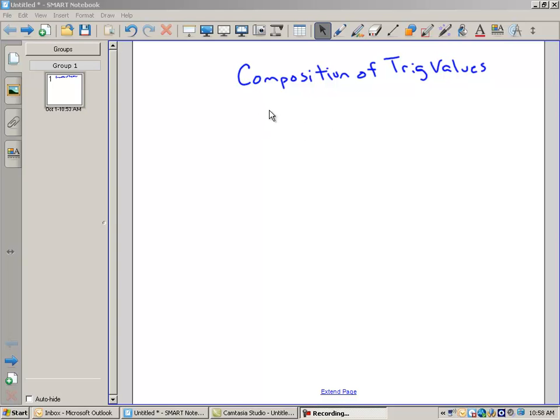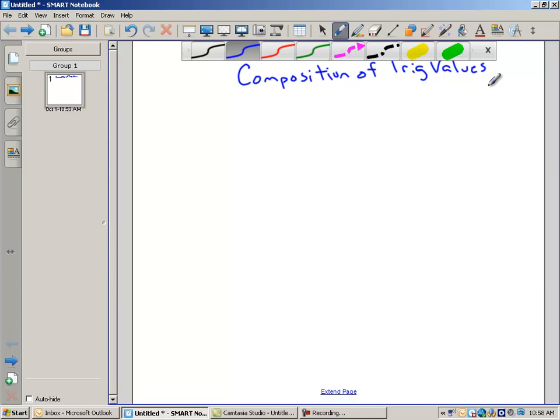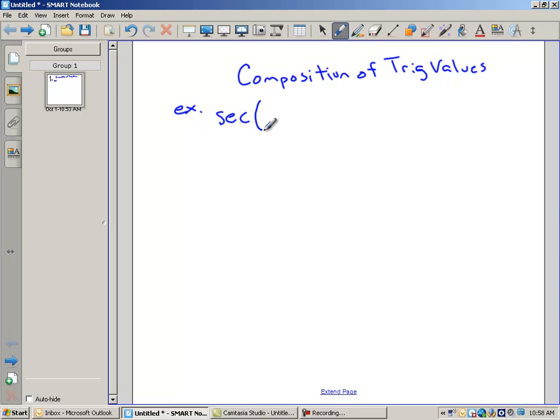Anyway, we're going to be finding exact values of some expressions, and there's going to be composition of trig values, which means we're going to have trig values inside of trig values. It's like inception for trig values. All right, so we're going to try an example. An example would be secant of the arc sine of 5/7.